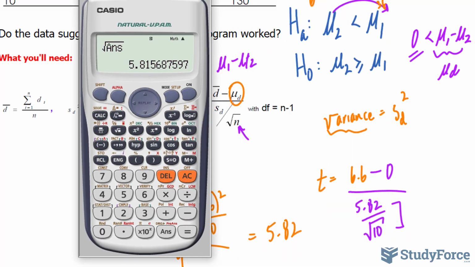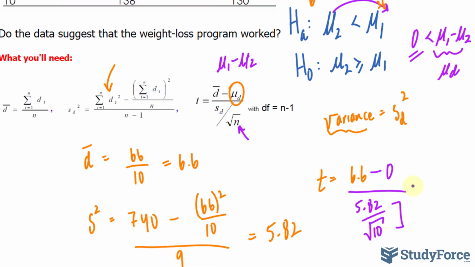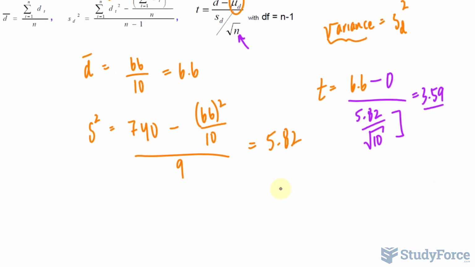Let's calculate this quickly. 6.6 divided by 5.82, divide that by the square root of 10, and we get 3.586. 3.59. So this value right here represents t observed. And we'll be comparing this to the critical, which we'll use the table for. T observed is 3.59. The degrees of freedom is n minus 1, so 9.